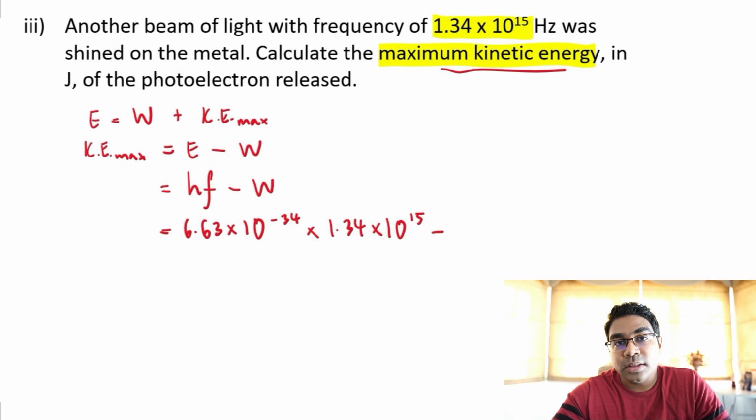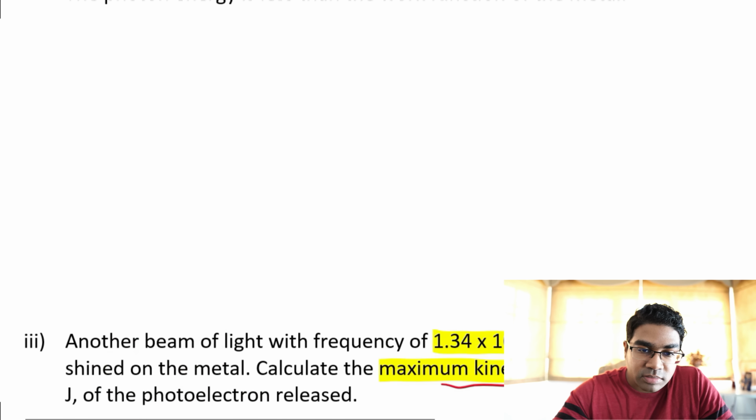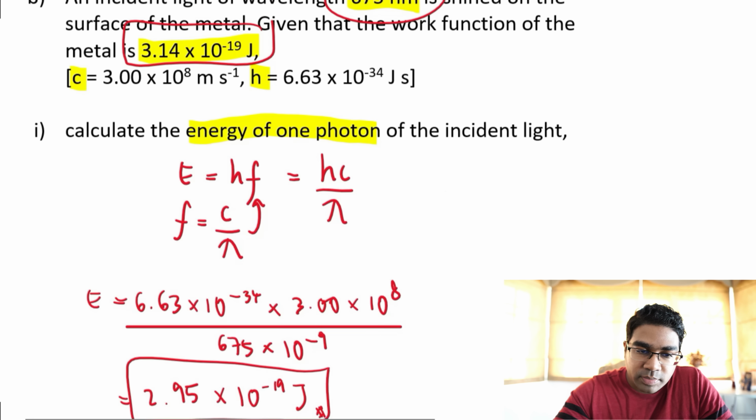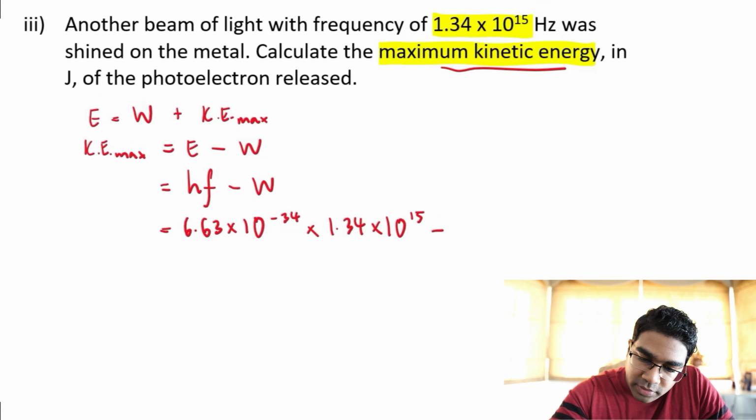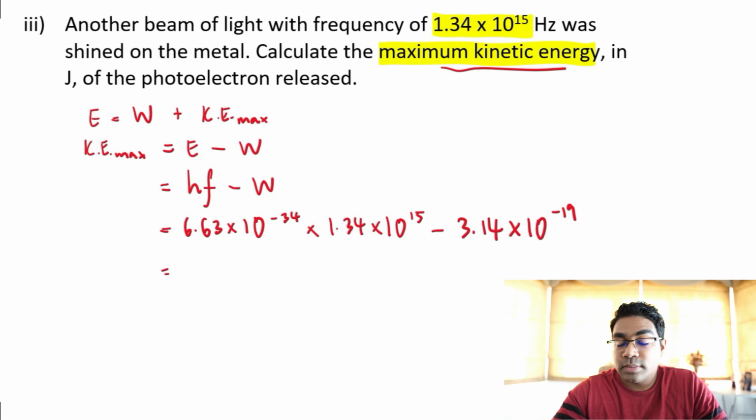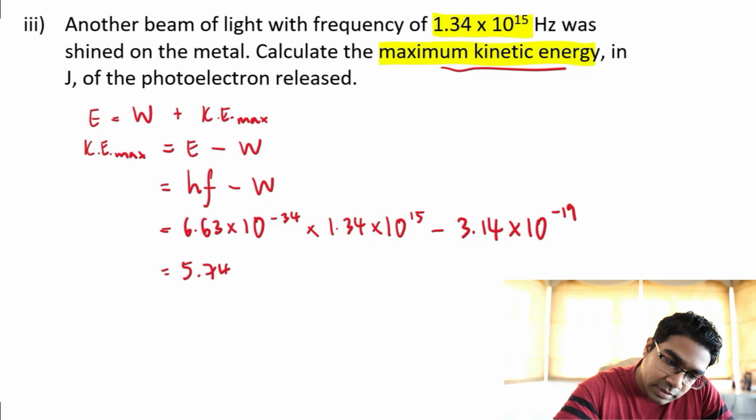So it is the same metal, so it has the same work function. The work function was 3.14 times 10 to the power of negative 19. So 3.14 times 10 to the power of negative 19. And our answer will be 5.74 times 10 to the power of negative 19 joules.